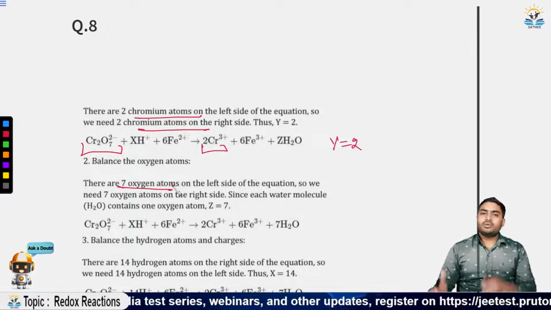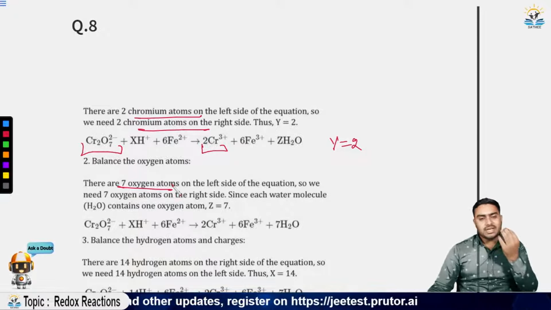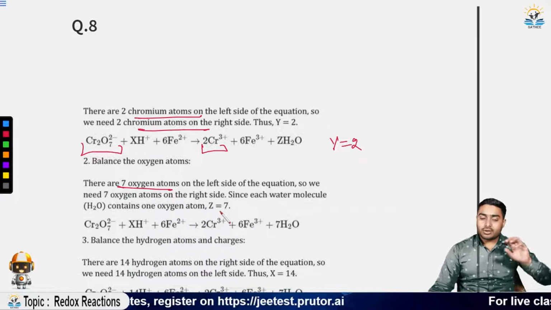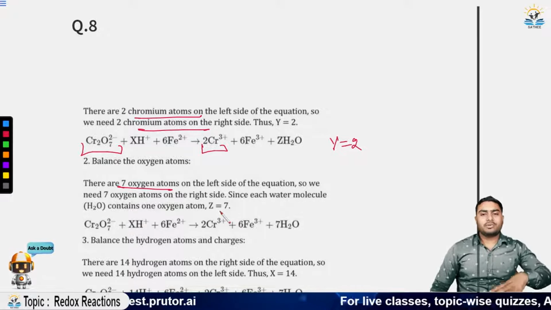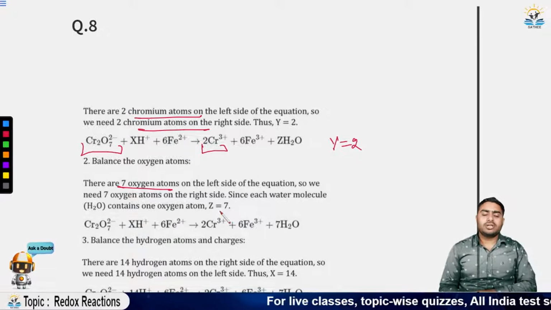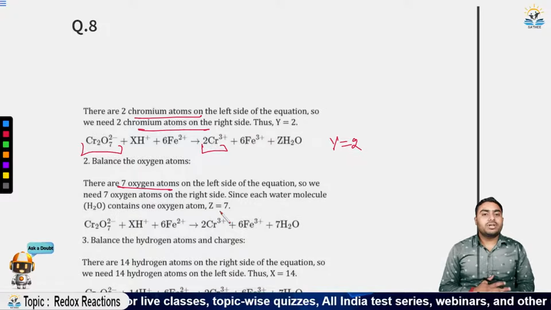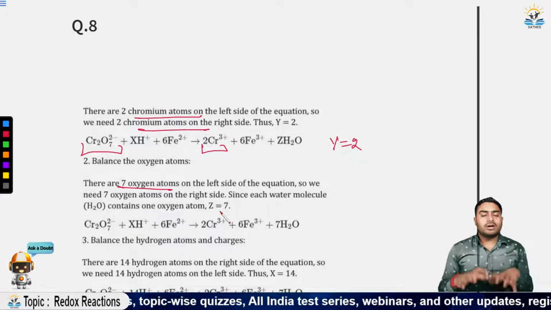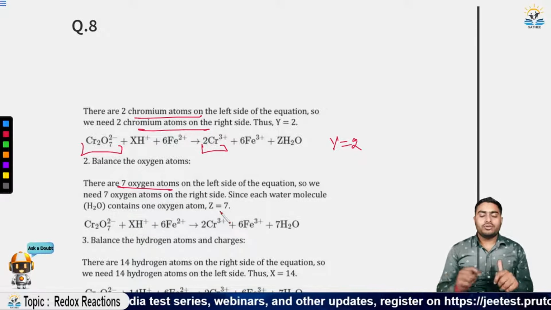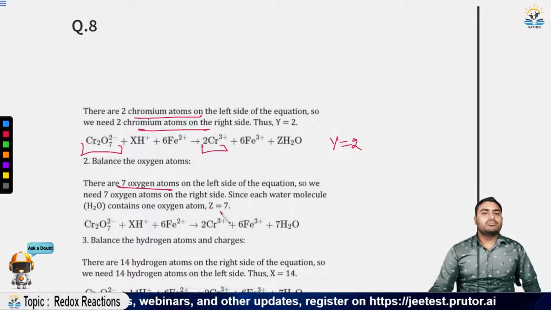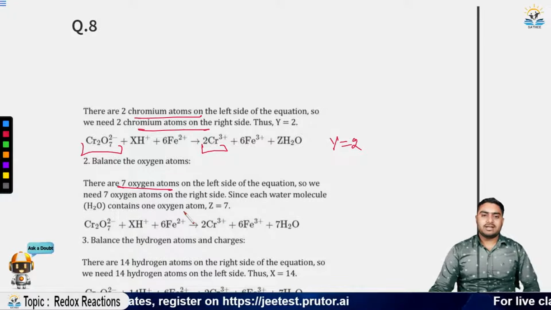There are 7. You can use the oxidation number method, or you can use the half reaction method. You can use any of the methods. If the question particularly says to use a particular method, then you have to use that method. But for JEE exams you can use any method, because here in the question you will get only options. You need not give the solved answer, you have to just tick the answer.